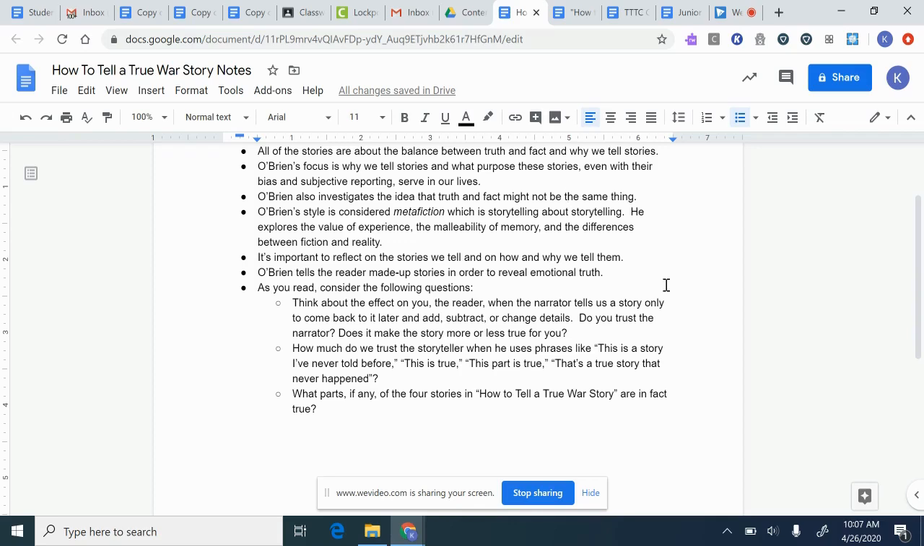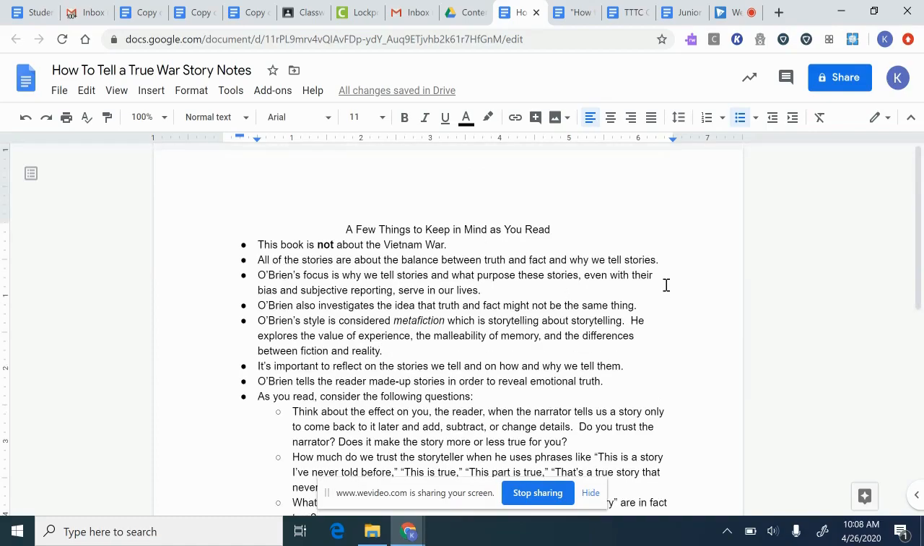What does it make us feel when a storyteller constantly tells us this is true, this part is true? That's a true story that never happened. How do we as the reader gauge what we believe and what we do not believe? Because this makes us feel like the narrator is being unreliable. What parts, if any, of the four stories are in fact true? Do these things actually happen? Okay. All right.